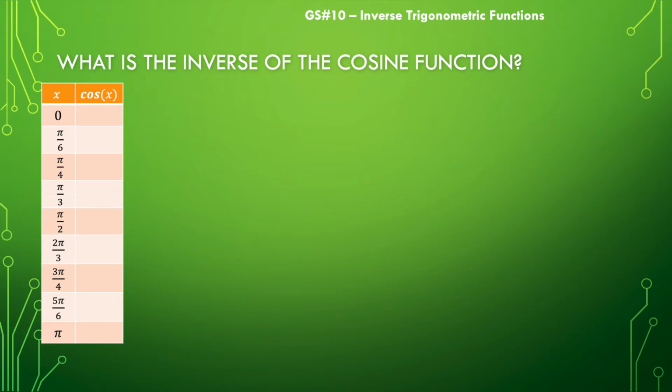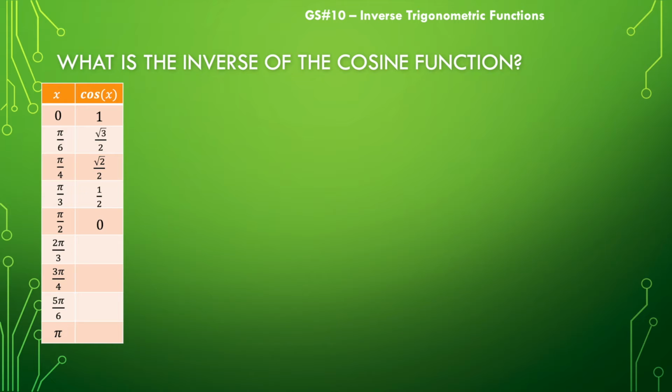So for that restricted window for our input from 0 to pi, let's go ahead and fill in this table. Y is equal to the cosine of x. So what is the cosine of 0? Cosine of 0 is 1. The cosine of pi over 6, that would be rad 3 over 2. The cosine of pi over 4 is rad 2 over 2. The cosine of pi over 3 is 1/2. The cosine of pi over 2 is 0.